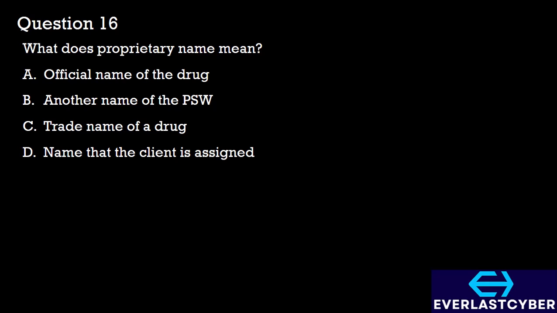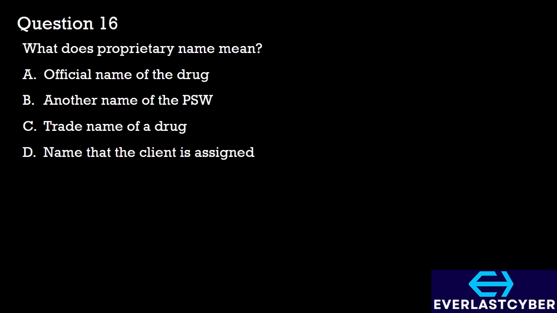The official name of a drug is often called the generic name. In option B, this is unrelated to medications. The proprietary name refers to the drug and not the PSW. The proprietary name of a drug is its trade name, which is the name given by the manufacturer or brand that markets the drug. It is often a trademark name and is typically the name under which the drug is sold to the public.